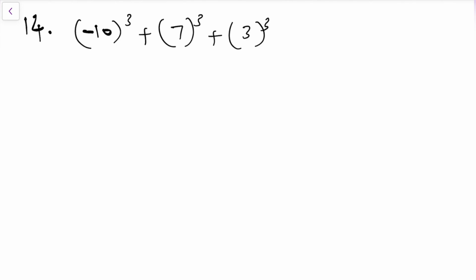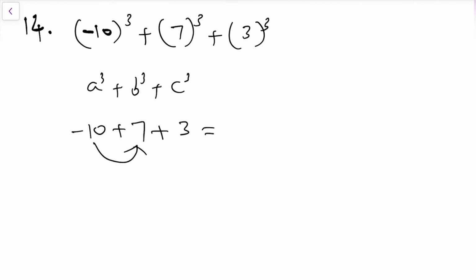Next, question number 14. Question number 14 is asking, without calculating the cubes, find the values. First question is (minus 10) whole cube plus 7 cube plus 3 cube. Now the given question is in the form of a cube plus b cube plus c cube. So we need to find whether the sum a plus b plus c is giving 0 or not. So a value is minus 10, b value is 7, c value is 3. Minus 10 plus 7 is minus 3, plus 3 is 0. So here a plus b plus c value is 0.